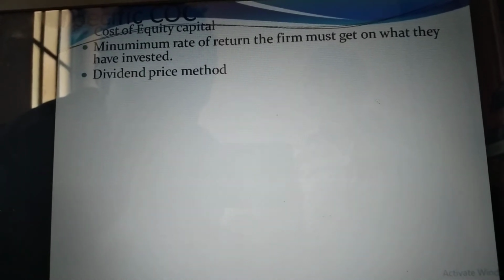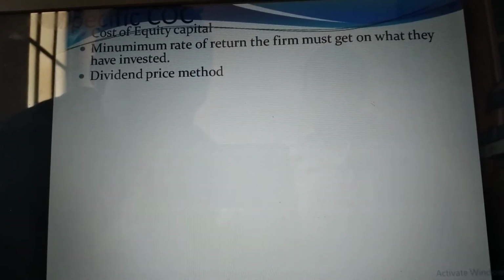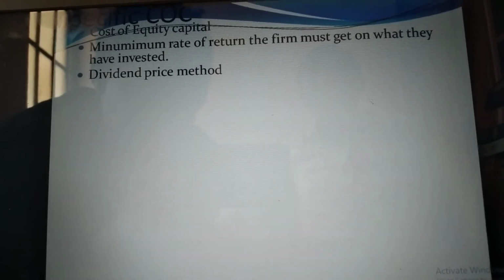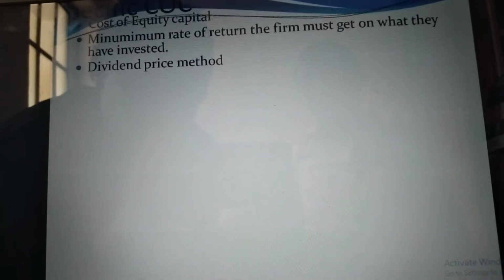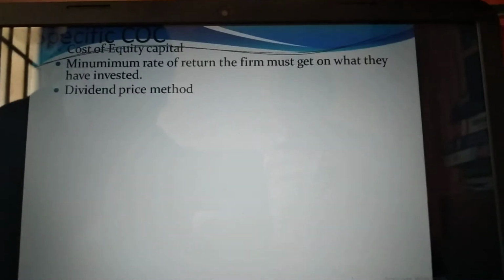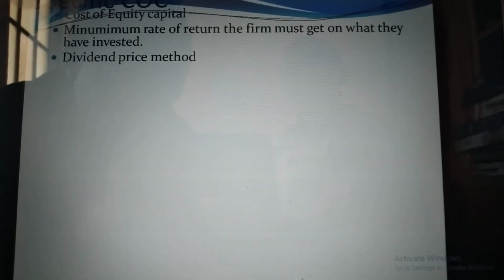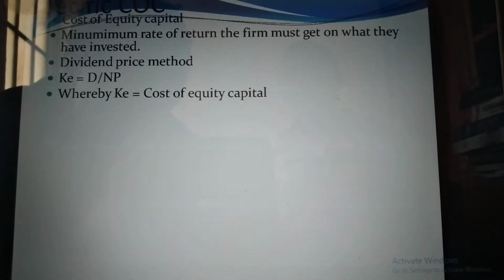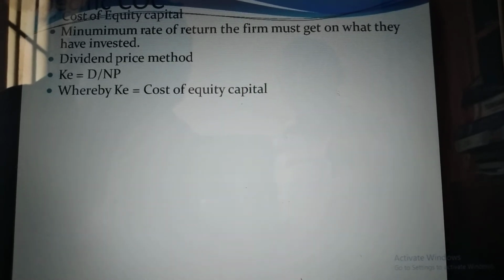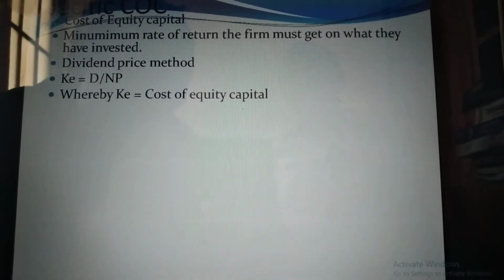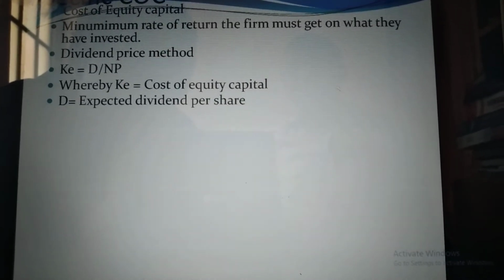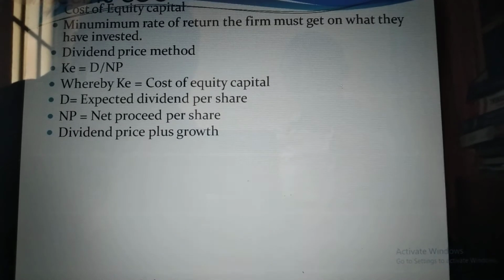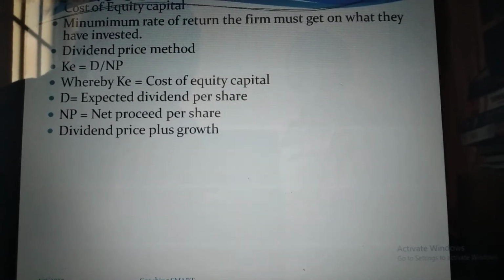That is the composition. Now we come to the cost of equity capital. This is the minimum rate of return a firm must get on what they have invested. So the minimum rate you get after investing in equity capital. Dividend price method. That's number one method. In this method, the formula is KE = D / NP, whereby KE is cost of capital, D is expected dividend per share, NP is net proceed per share.